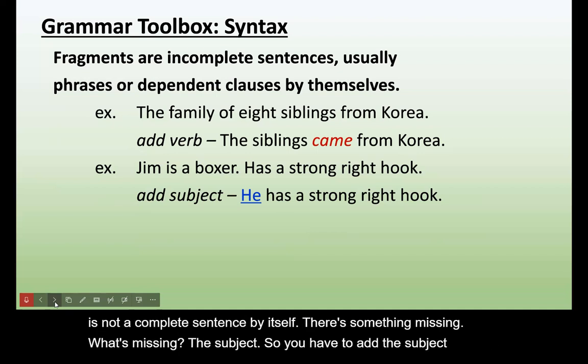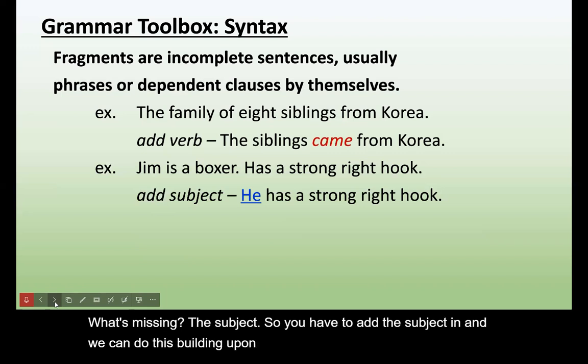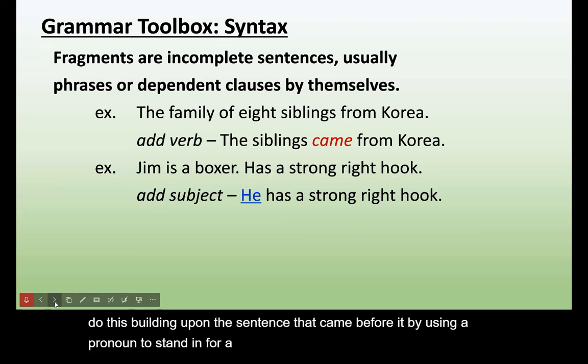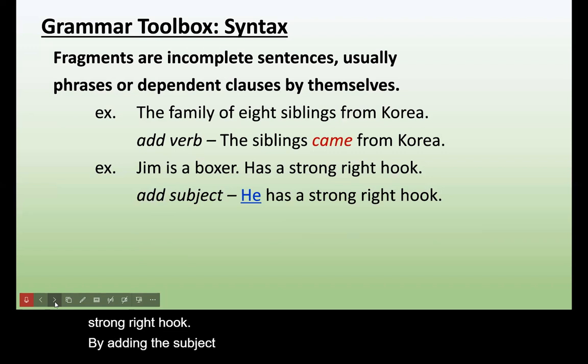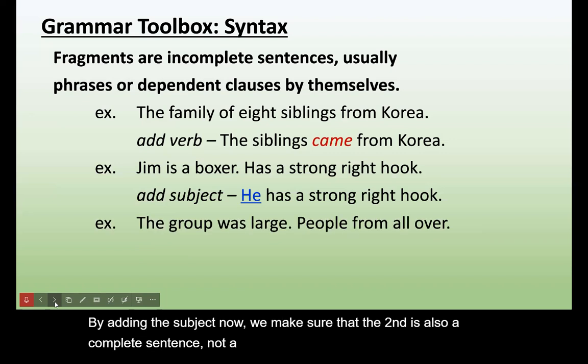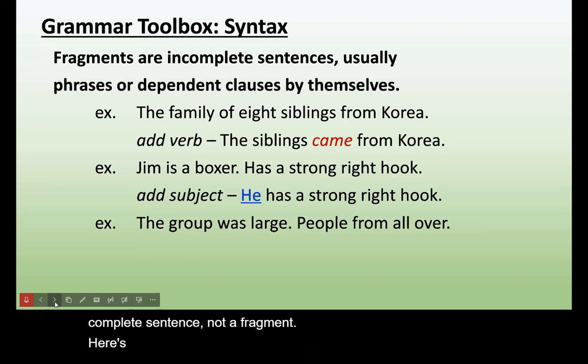And we can do this building upon the sentence that came before it by using a pronoun to stand in for Jim. So you can use the pronoun he. He has a strong right hook. By adding the subject, now we make sure that the second is also a complete sentence, not a fragment. Here's another example. The group was large, people from all over.